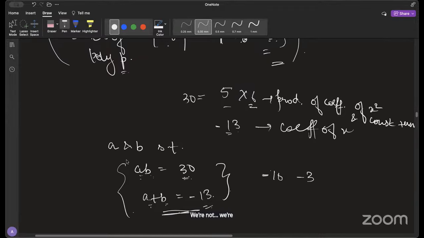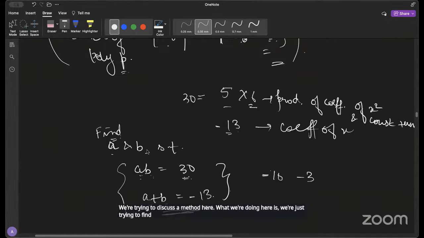We're just trying to find two numbers, A and B. We're trying to discuss a method here. So what we're doing is trying to find two numbers A and B such that the product AB is 30 and the sum of those two numbers is minus 13.